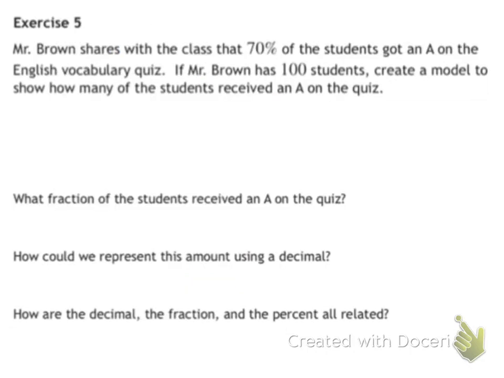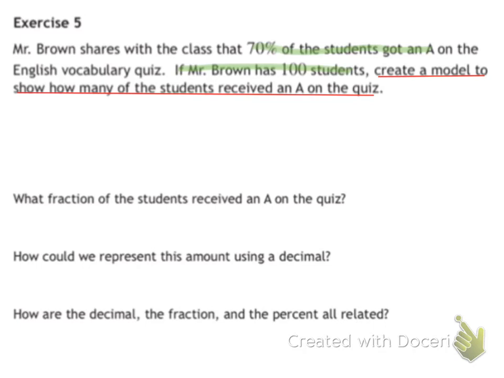Okay, exercise 5. Mr. Brown shares with his class that 70% of his students got an A on the English vocabulary quiz. If Mr. Brown has 100 students, create a model to show how many of his students received an A on the quiz. So we know that 70% of the students got an A, and he has 100 students, and we need to create a model.